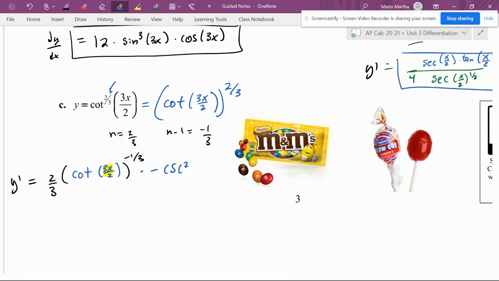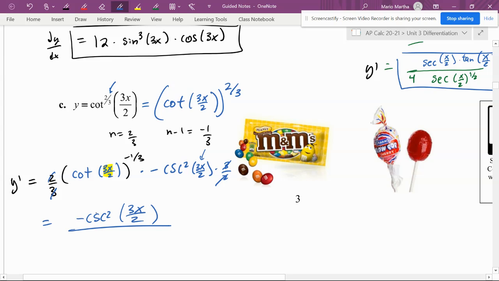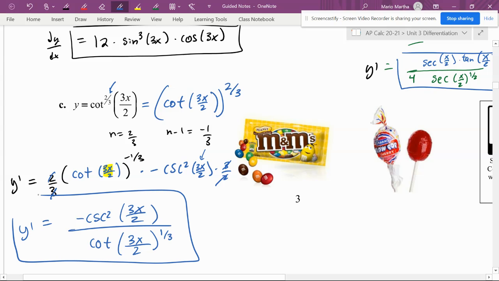And again, that last layer inside of it, I still haven't touched it. You do that until the end. So this is going to be 3x over 2, and then times the derivative of the last layer, which in this case is just 3 over 2. Using the power rule, this goes away with that, and this also with that, nicely. So we're left with, on top, negative cosecant squared of 3x over 2, and then everything divided by cotangent of 3x over 2 raised to the positive 1/3. That's why I'm rewriting it as a denominator. And that happens to be our y prime.